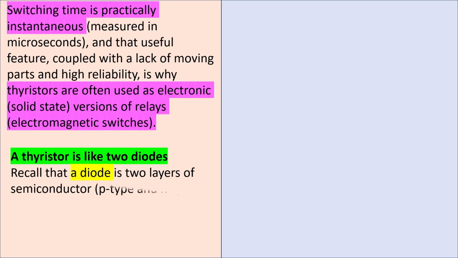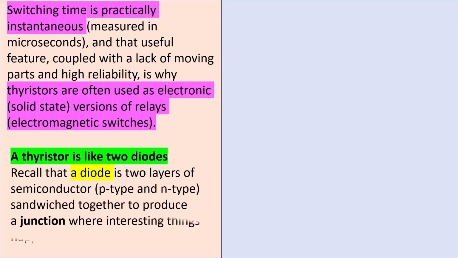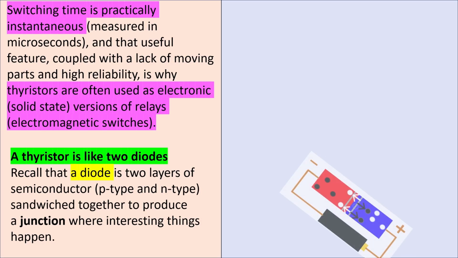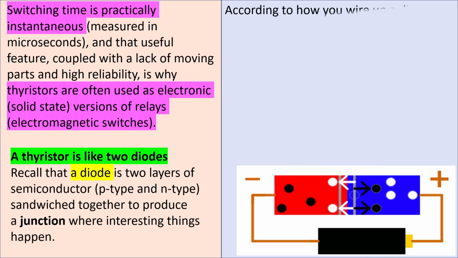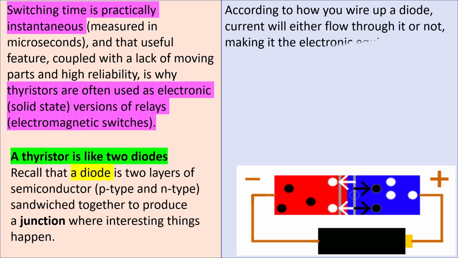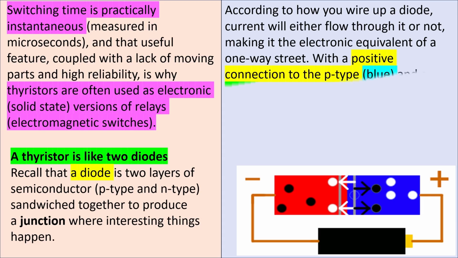A thyristor is like two diodes. Recall that a diode is two layers of semiconductor, P-type and N-type, sandwiched together to produce a junction where interesting things happen. According to how you wire up a diode, current will either flow through it or not, making it the electronic equivalent of a one-way street.